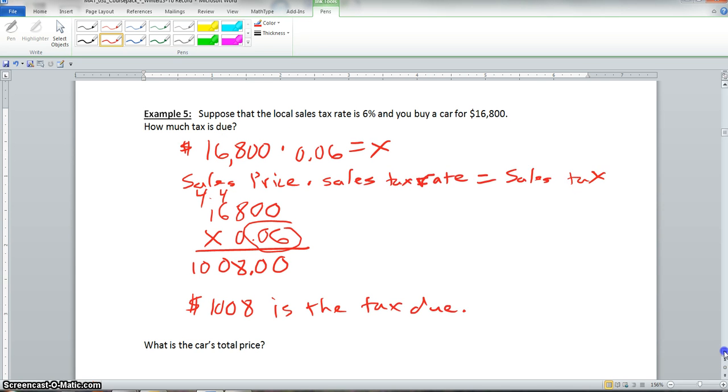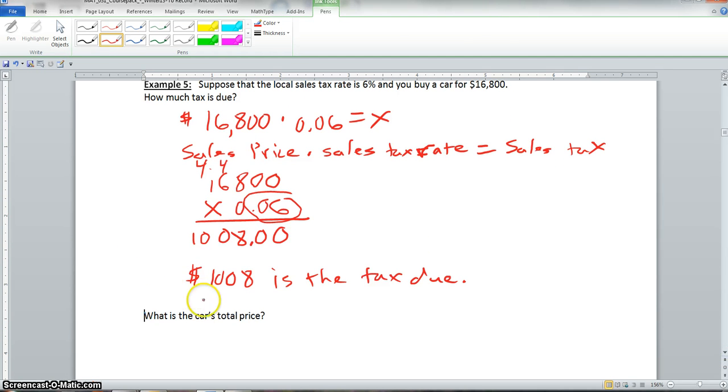Okay, now they want us to put what is the car's total price. So we could take the sales price, which is $16,800, and we would add the sales tax onto it, which is $1,008. 0 and 8 is 8, 0 and 0 is 0, 8 plus 0 is 8, 6 plus 1 is 7, and then you'll bring down this 1 here. So your final answer is $17,808 is the car's total price.